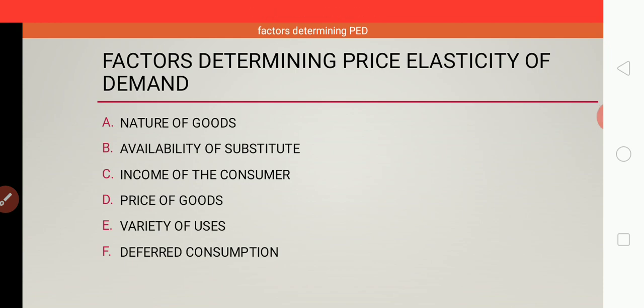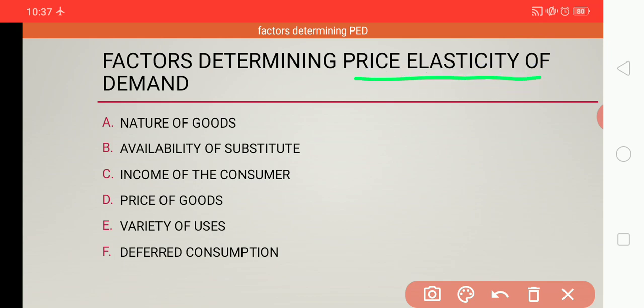Today's topic is factors determining price elasticity of demand. In one of my videos, I've given the factors determining demand, that is price of related goods, income of a consumer, taste and preferences of the consumer. Here the topic is factors determining price elasticity of demand. Before going into the topic, here are two things I need to clarify.